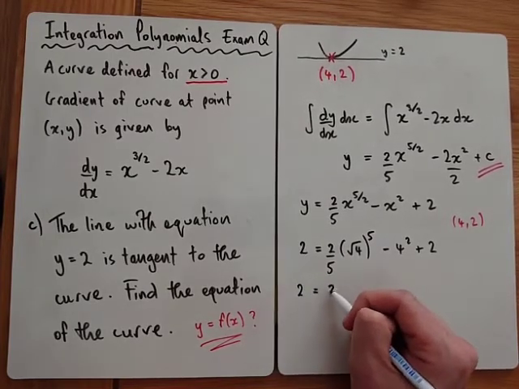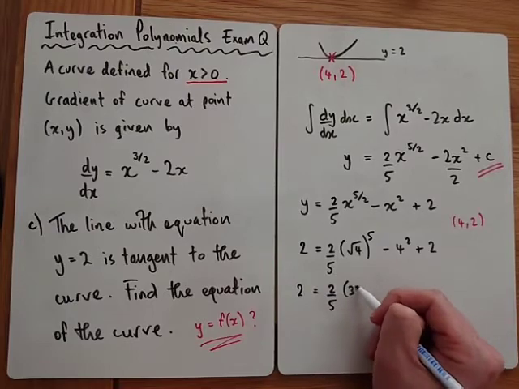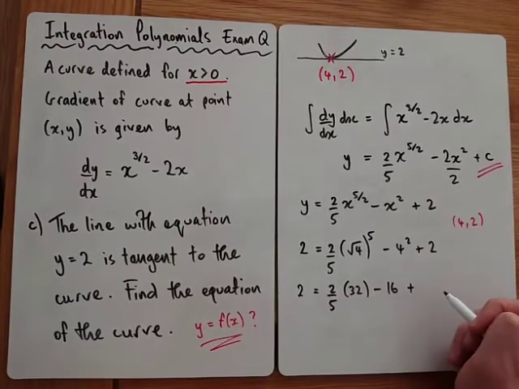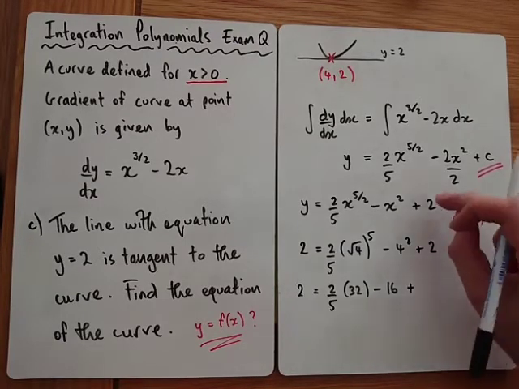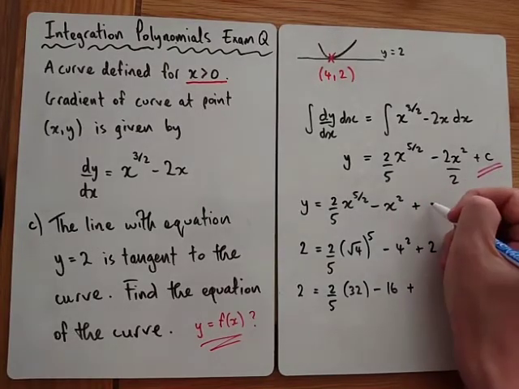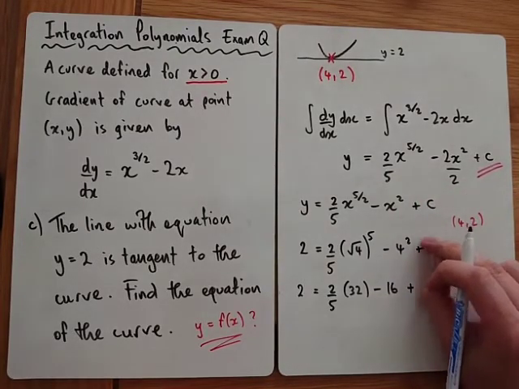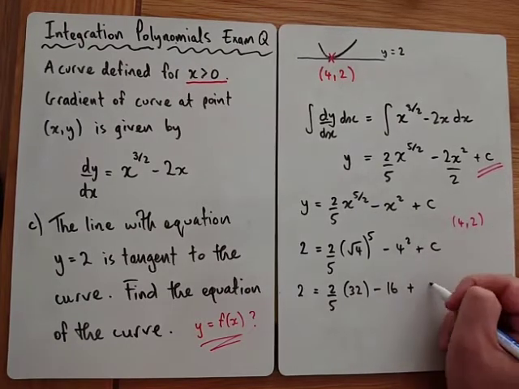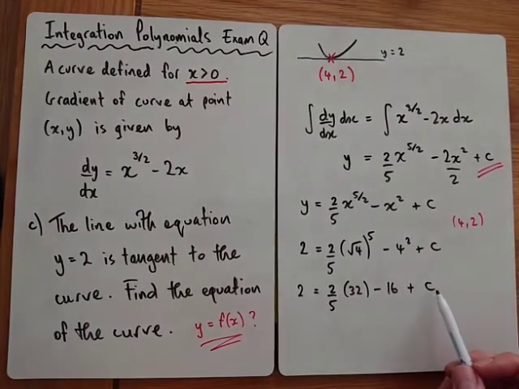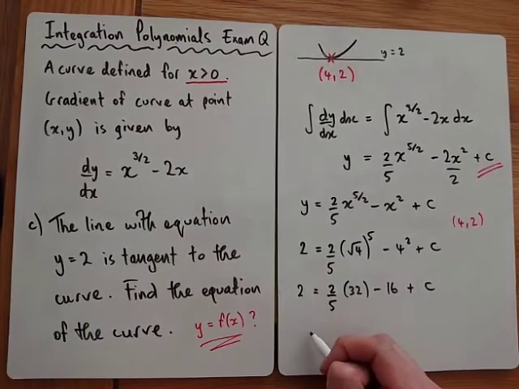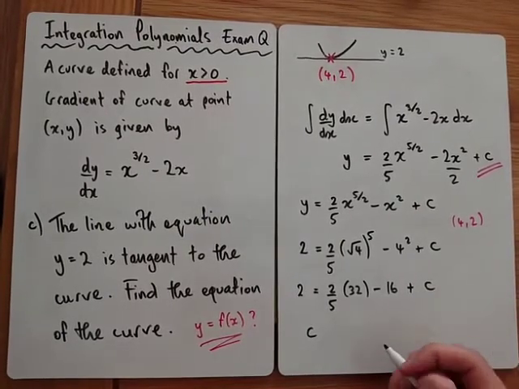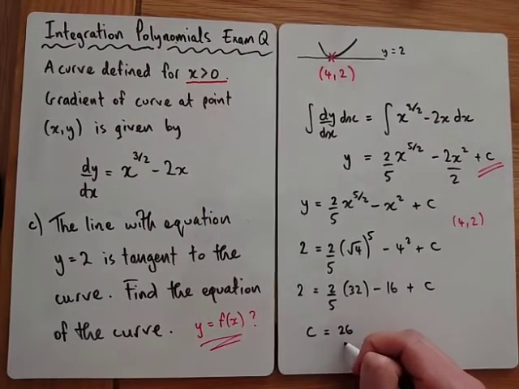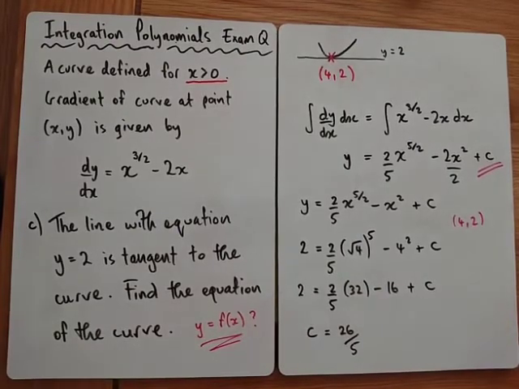So we've got 2 equals 2/5 times 32 minus 16 plus, what have I done there? Why have I put plus 2? Sorry, that should be plus c, shouldn't it? Apologies guys. So the whole point of doing this is trying to find out what the constant is. Okay, so now we can just rearrange to figure out our constant, and we end up with c equals 26 over 5.